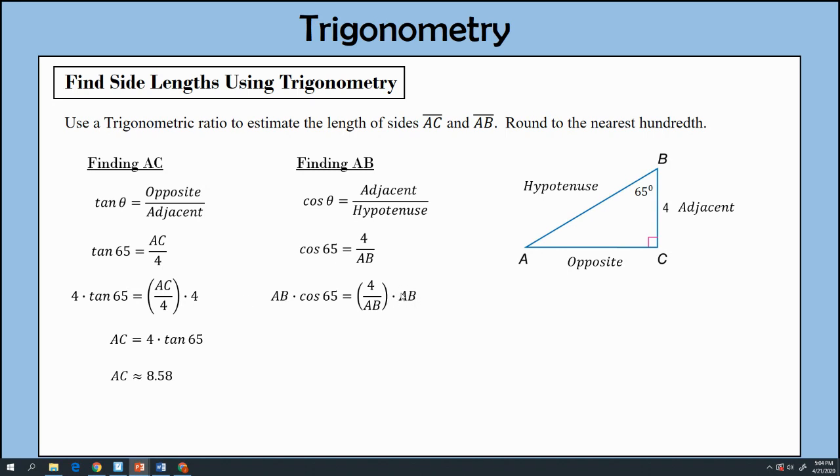It's just a number, remember. That will cancel out this denominator of AB. It'll move AB to the other side. And now to get AB isolated, I've got to divide each side by cosine of 65.